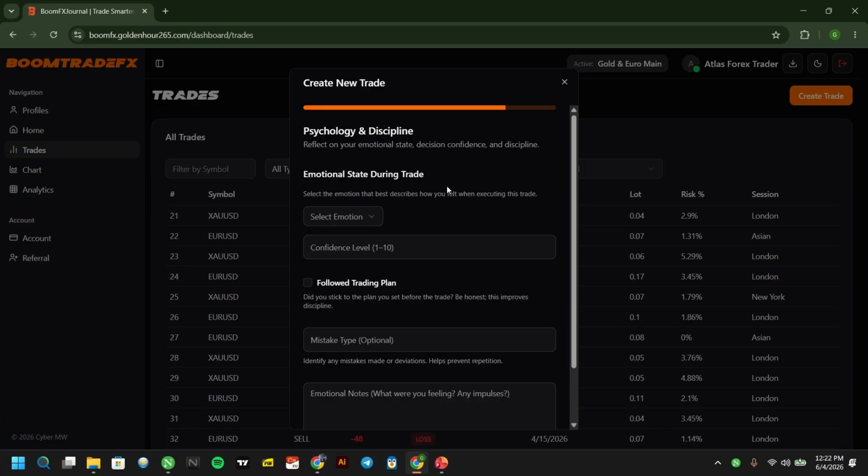Okay, so the first thing that you'll be able to enter is the emotional state during the trade. What was the emotion as you entered that particular trade? For example, we can say confident. Let's say we had a 9 confidence level, and we can select whether we followed the plan or not. For this example, let's say we didn't follow the plan, so we'll be able to enter the mistake type. For example, let's say early entry.